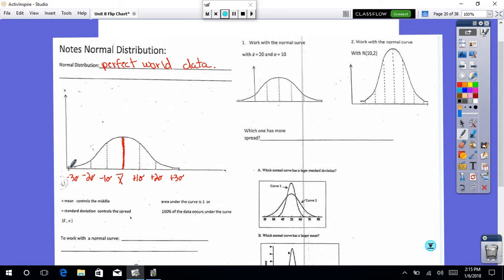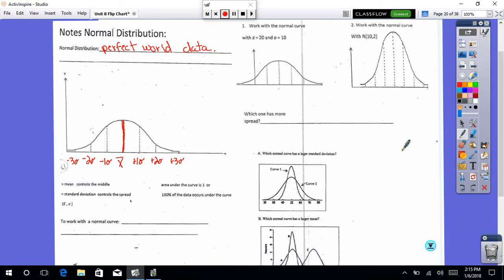Again, perfect world, all of our data would fall under this curve right here. You would have no crazy outlier over here. Again, perfect world, all falling right here under the curve.